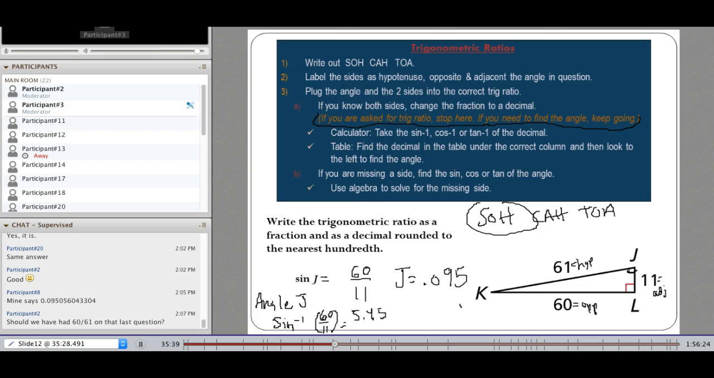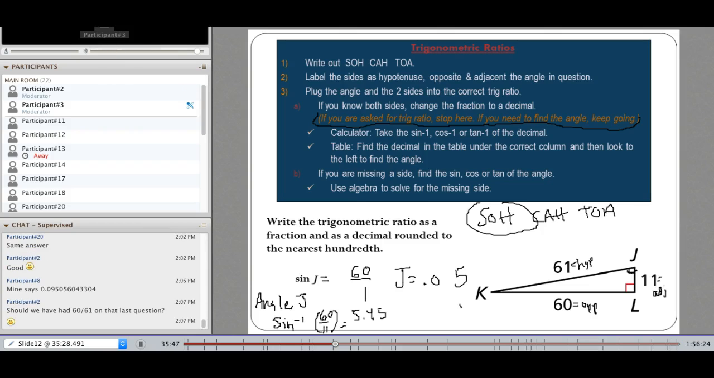Oh, wait, what did I put? I put opposite over adjacent. I did the tangent. That's why. Oh, thank you, Mrs. Williams. I did 60/11 when it should have been 60/61. That's why it doesn't make sense. Thank you. So I did the tangent ratio when I should have done the sine. Sine is opposite over hypotenuse. I did opposite over adjacent before, which is why it wasn't making sense.